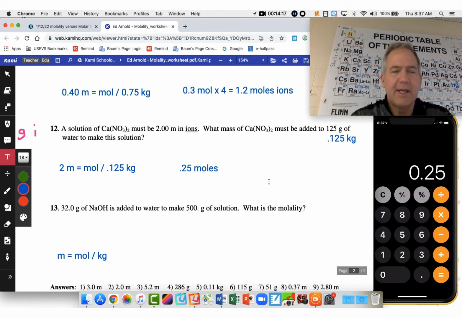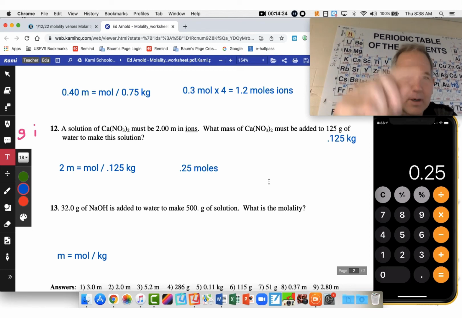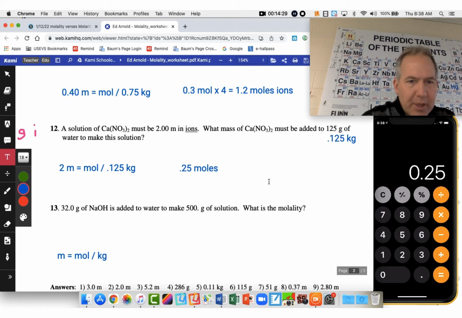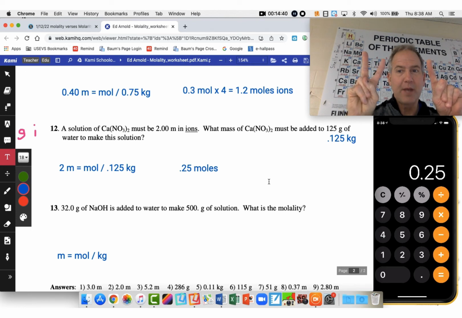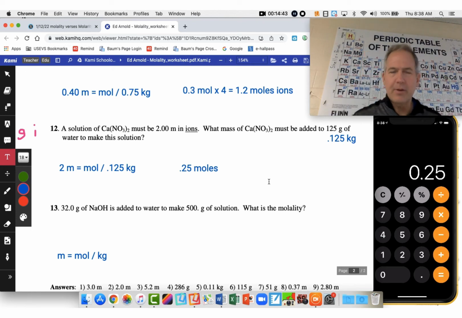And that's in ions. So that 0.25 is including all of the ions. That's including the Ca and the 2 NO3s. You see them? So there's a Ca and then 2 nitrates. So that's 3 ions. So that 0.25 moles is including those 3 ions. So we have to divide that by 3 because the compound contributes 3 ions per thing. We're going to divide that by 3.